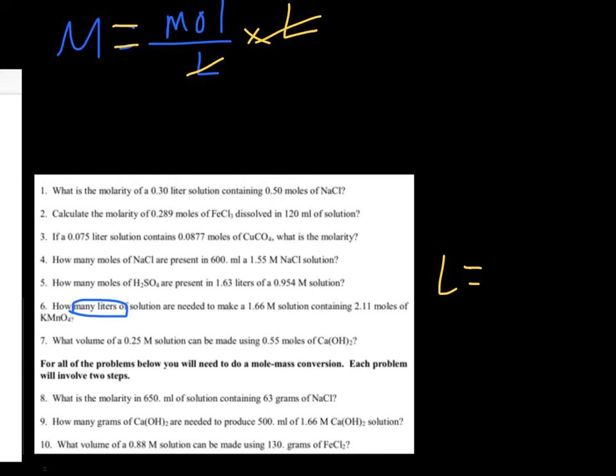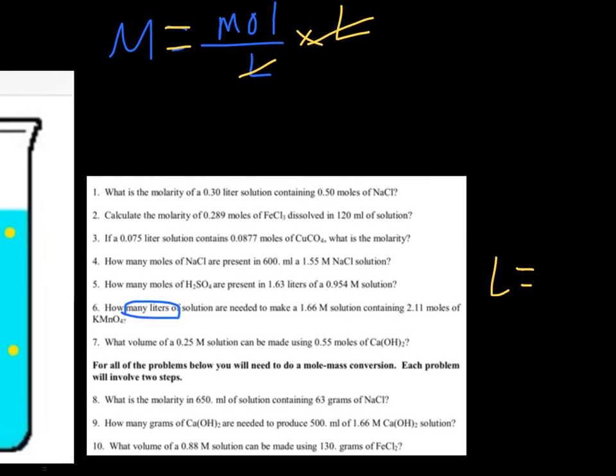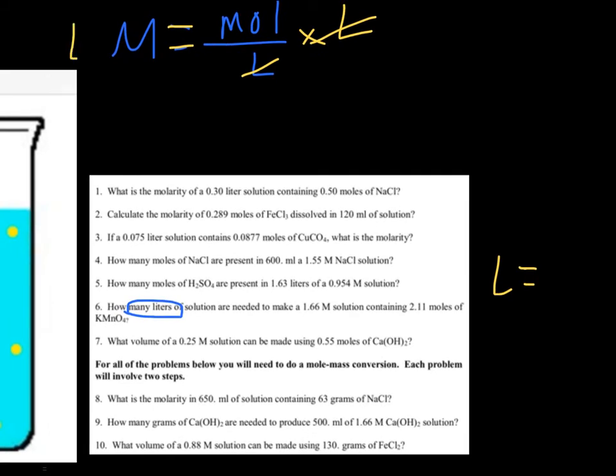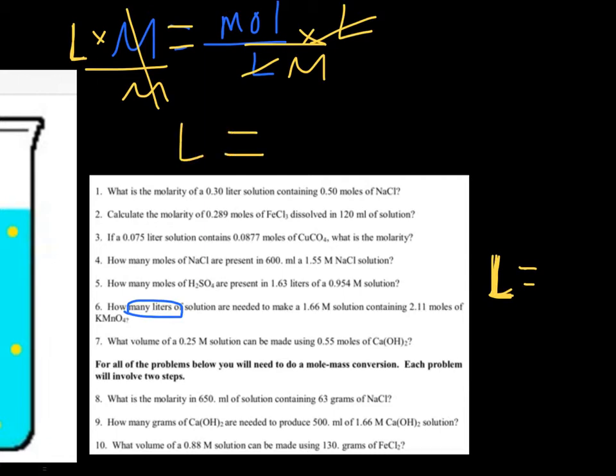Because this is an equation, these are equal, I'm going to have to do the same thing to the other side. So I'm going to multiply by liters on that side. But I still need to get liters by itself. I want liters equals. So how do I do that right now? If I'm multiplying by molarity, divide by molarity. Do the same thing on this side, divide by molarity. So what you get is liters equals moles divided by molarity.